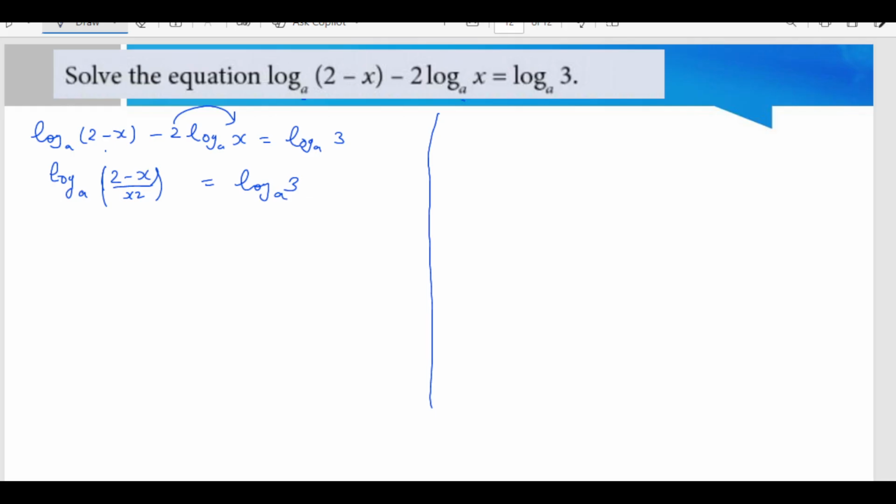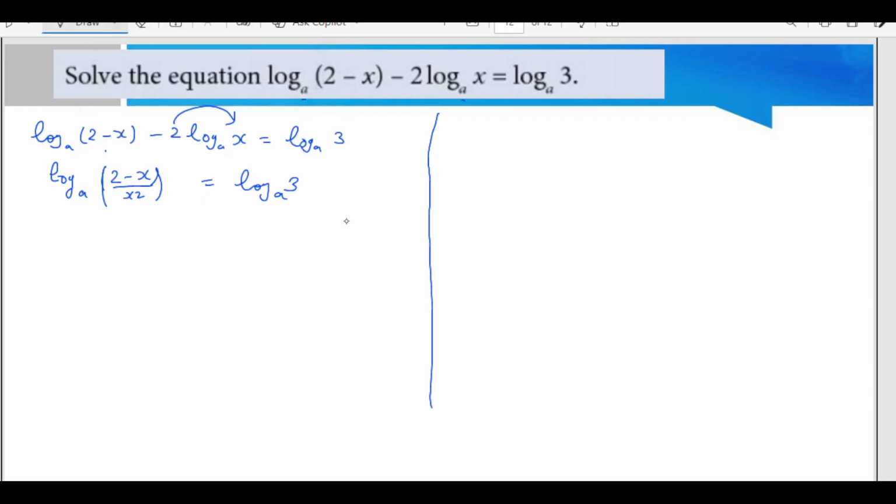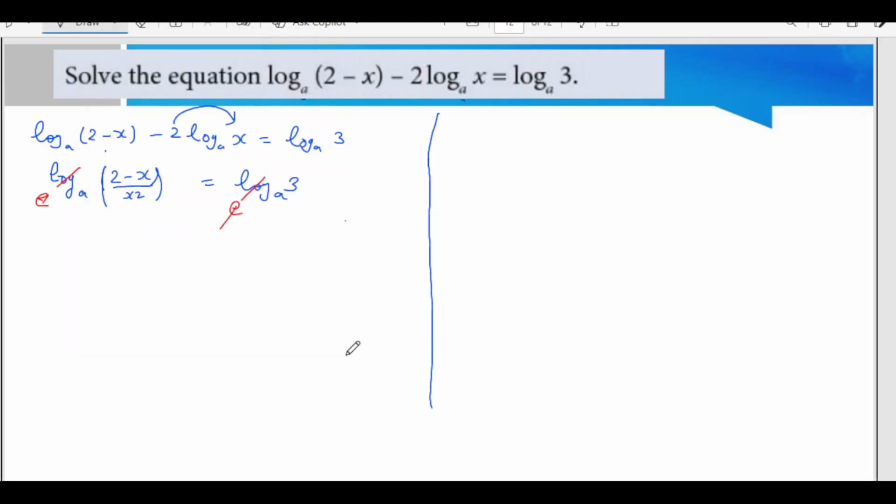Now exponentiate both sides. When you exponentiate both sides, this will be to the power of e, and this is also going to be to the power of e. Then e and log get cancelled, so you are only left with the equation (2 minus x) over x squared equals 3. Now we can write it as 3 over 1, then cross multiply. So this is 3x squared equals 2 minus x.